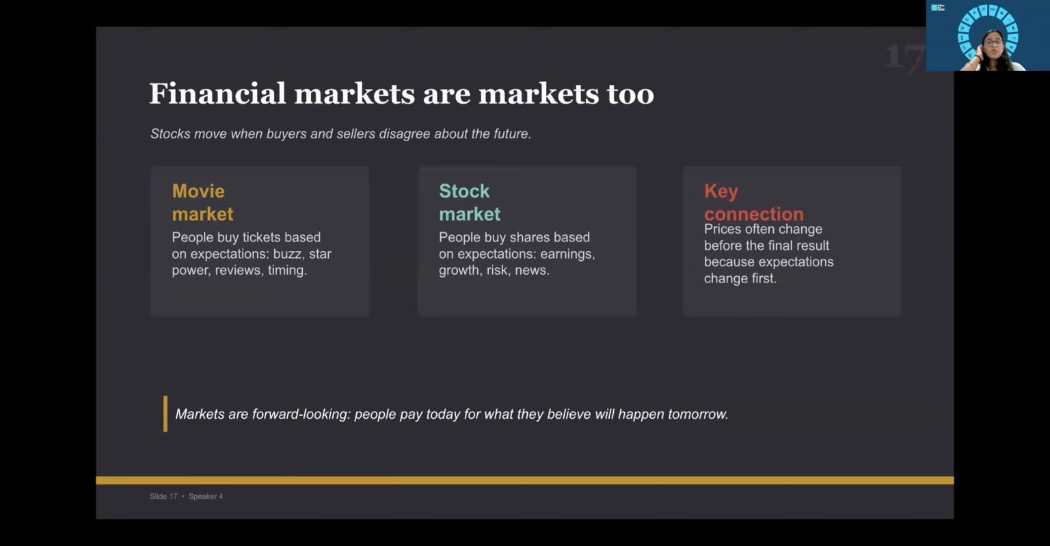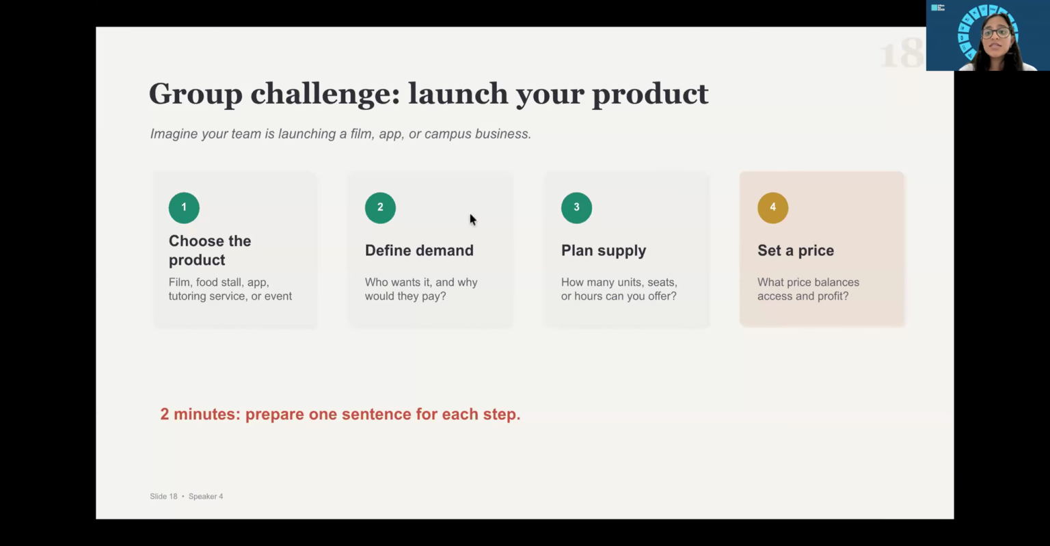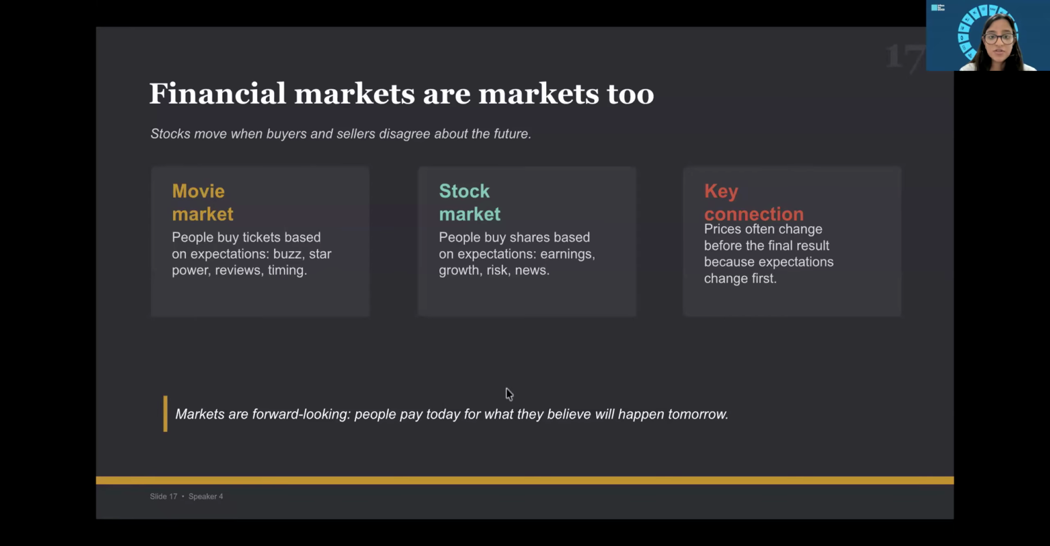For example, in the movie market, people buy tickets based on what they hear or reviews that you see in the newspaper, or if an influencer posts about it and a review goes viral, that's when you would want to buy a ticket more. In the stock market, it works similarly because people also need that information. They do their research about a company, and they gather all the information they can to make a good investment. The key connection is prices often change before the final results because expectations change first.